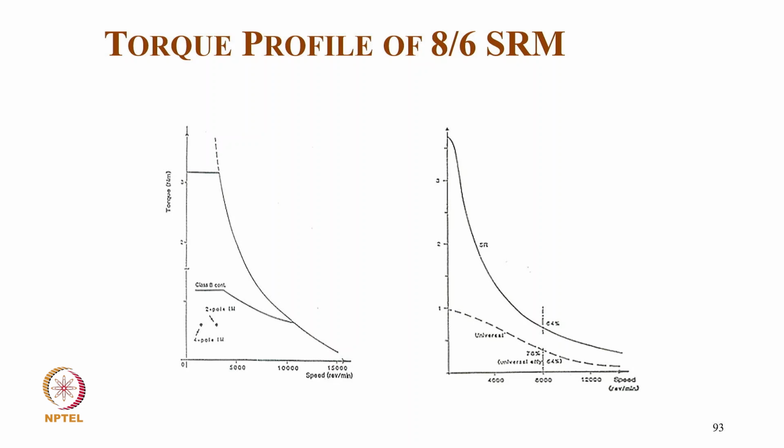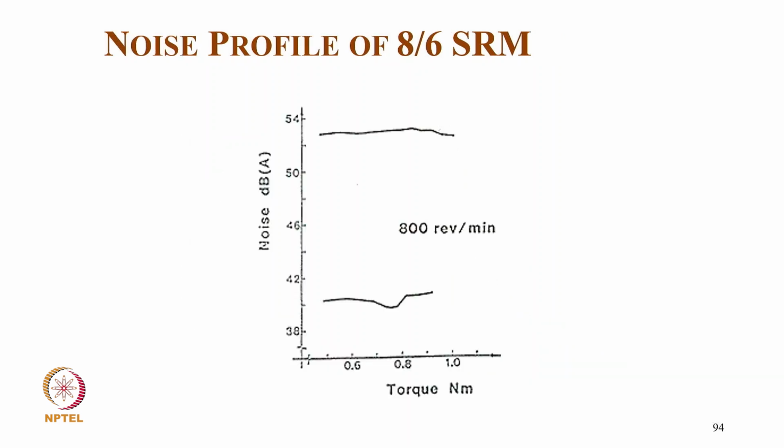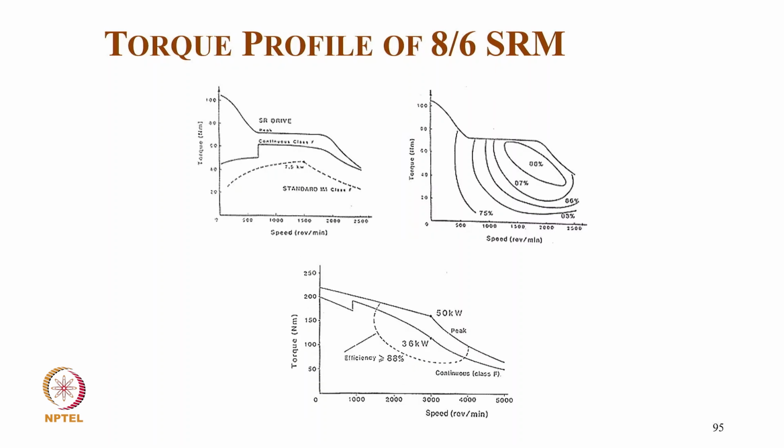On the left side and right side you have a universal motor. The reluctance motor is better than the universal motor on the higher side, and of course many manufacturers replace the universal motor by the reluctance motor. In noise, it has a much lower noise at 800 rpm compared to the induction motor, as you can see. And these are the torque profiles, typically with torque versus speed.